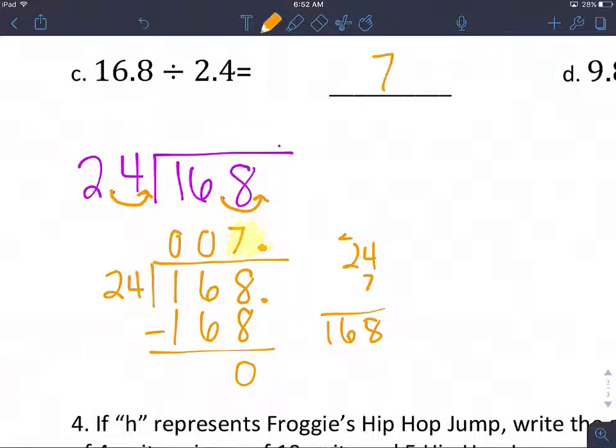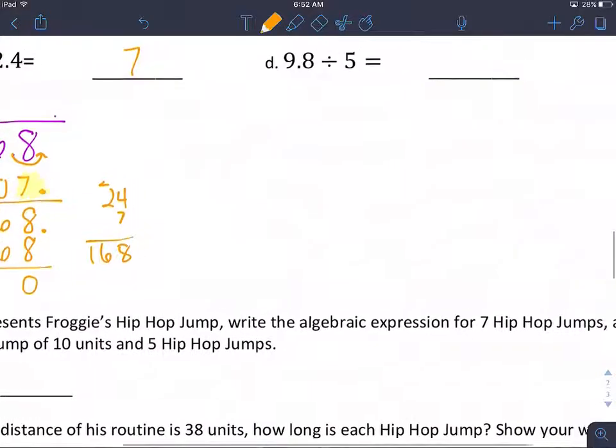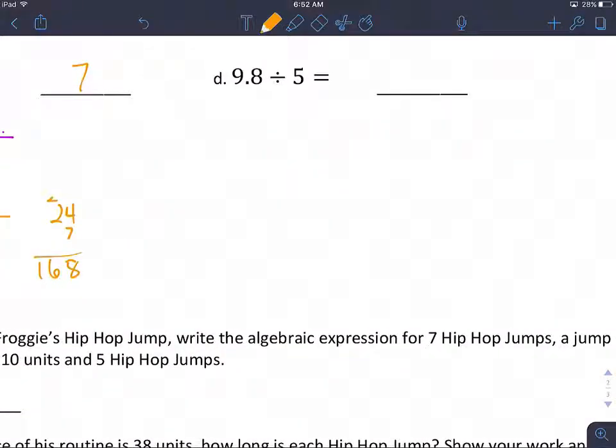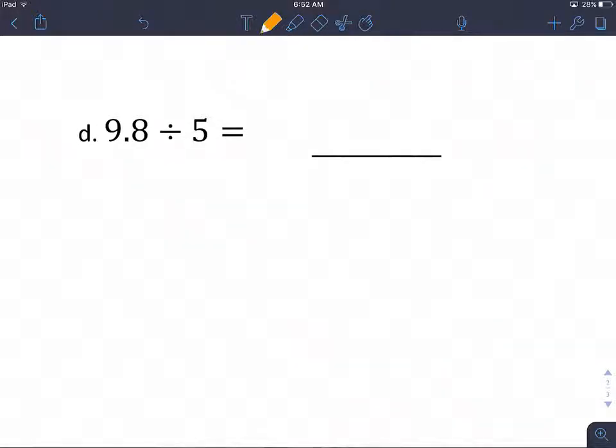Now, you have to go until it's 0. You can't leave anything, you can't leave a remainder, you have to have 0 as your answer. So if it doesn't go to 0, or if it's not repeating, you have to keep going, keep adding zeros. So let's look at the second one. This is 9.8 divided by 5.